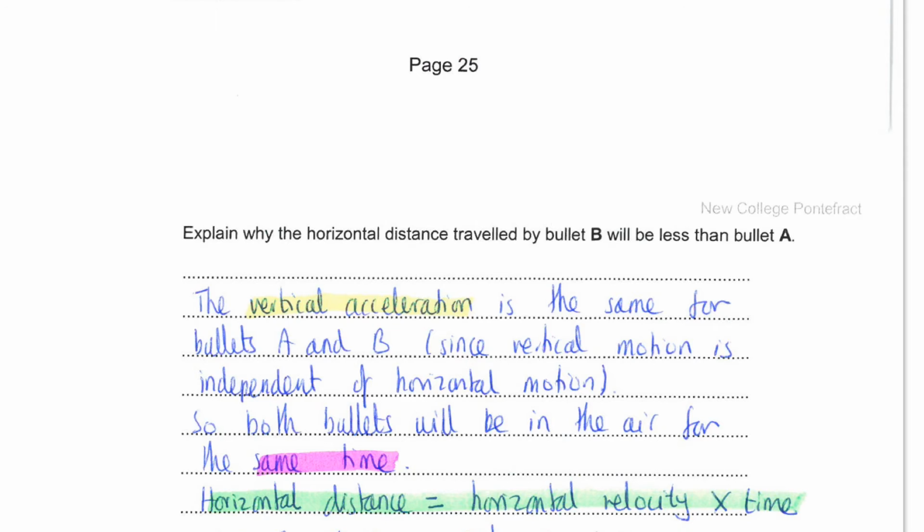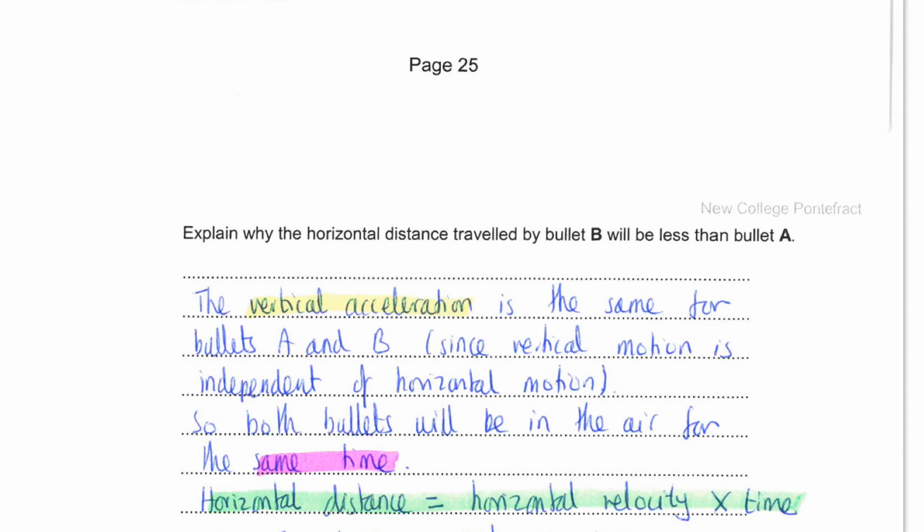Finally, we have an explaining part to the question. We're told that rifle B is fired and the bullet emerges with a smaller horizontal velocity than that for bullets from rifle A. You're asked to explain why the horizontal distance travelled by bullet B will be less than bullet A.